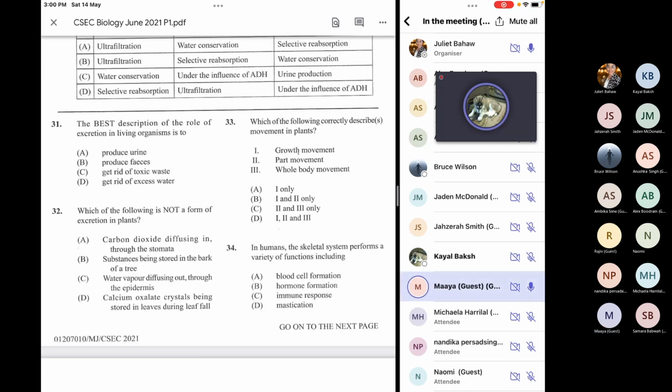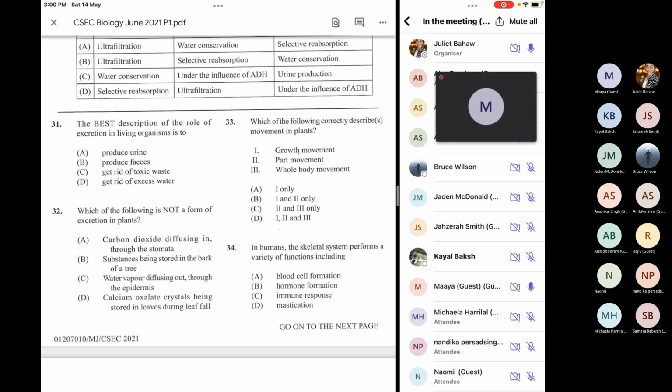All right, 33, Maya. Which of the following correctly describes movement in plants? Add A. 33, growth, movement, and part movement. Remember, part of the plant can move. The shoot can grow, the roots can elongate, right? It can't be whole body. Whole body is animals. That is locomotion. So this one is B.